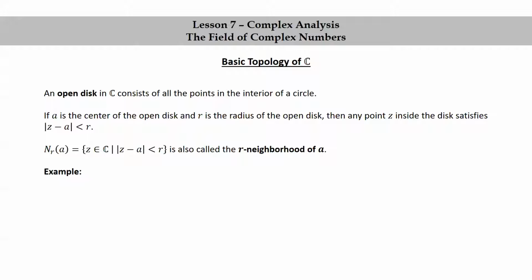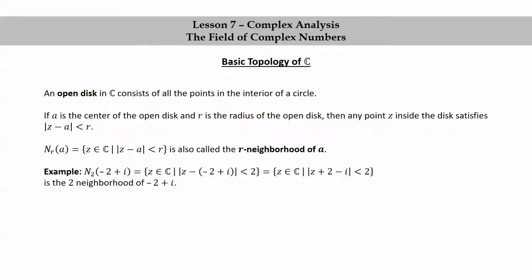Let's look at an example. The 2 neighborhood of negative 2 plus i is the set of complex numbers z such that the distance between z and negative 2 plus i is less than 2, or equivalently, the set of complex numbers z such that the absolute value of z plus 2 minus i is less than 2. This is the 2 neighborhood of negative 2 plus i. It consists of all points inside the circle, absolute value of z plus 2 minus i equals 2.